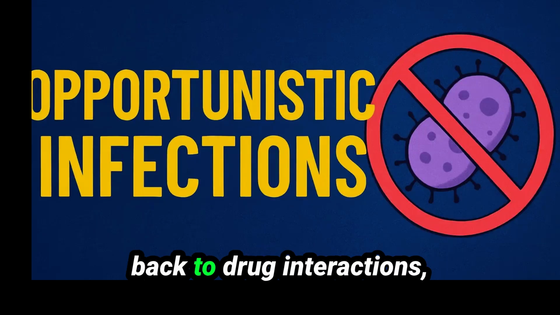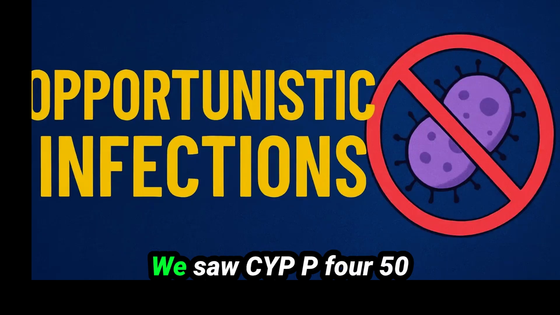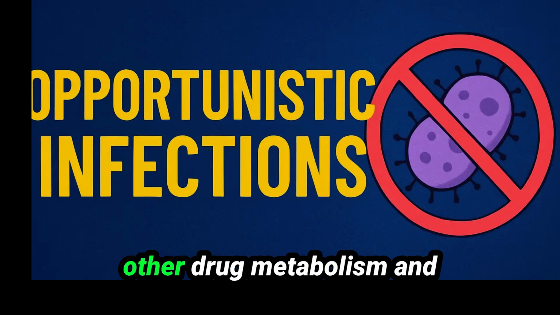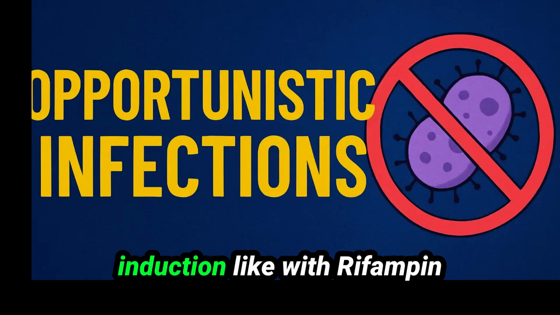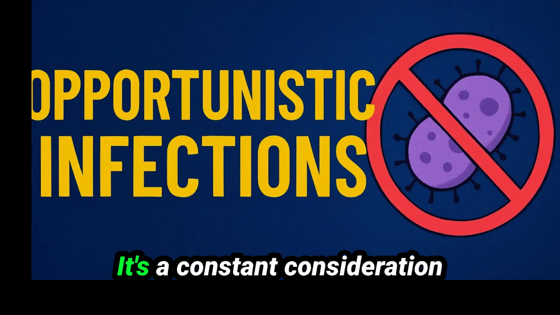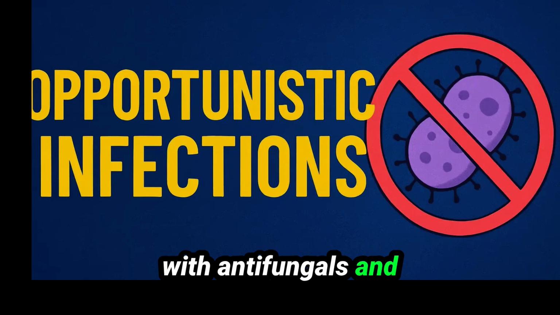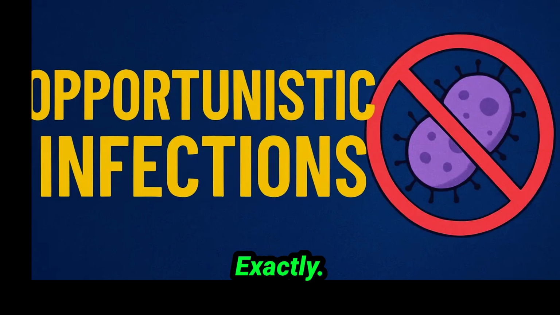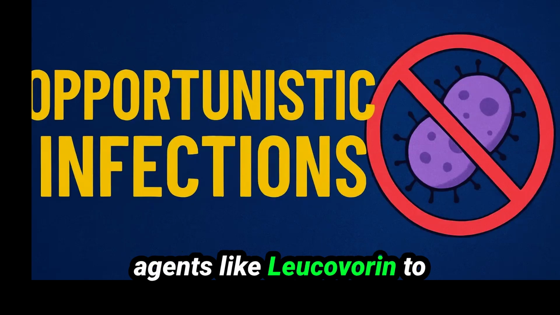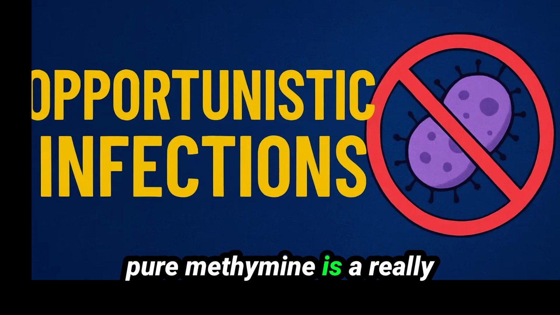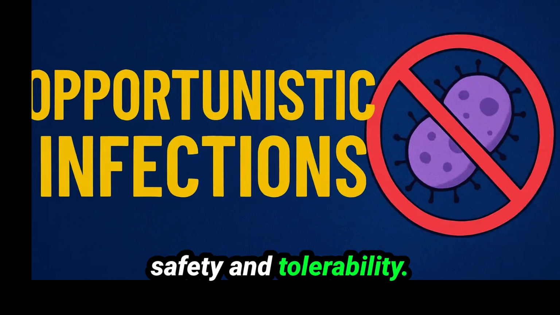And maybe circling back to drug interactions, that's a huge theme. Mhm. We saw CYP450 enzyme inhibition, like with fluconazole, slowing down other drug metabolism, and induction, like with rifampin or potentially rifabutin, speeding it up. It's a constant consideration with antifungals and antimicrobials. And mitigating toxicity, too, like using leucovorin. Exactly. Using non-antimicrobial agents like leucovorin to specifically counteract a side effect like bone marrow suppression from pyrimethamine is a really important strategy for patient safety and tolerability.